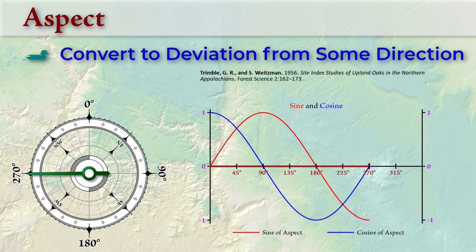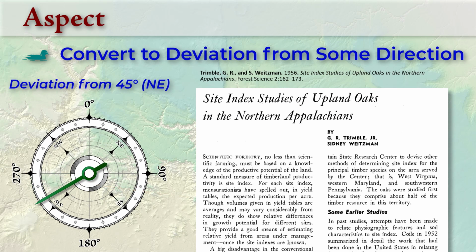They were studying the growth rates of 5 species of oaks in West Virginia and Maryland. They found that these species' growth rates were actually correlated with how much the aspect deviated from a northeast to southwest direction. It wasn't based just on the northerliness versus southerliness. So they calculated the cosine of how much aspect deviated from 45 degrees, which is up in the northeast. So you don't have to calculate the pure northerliness and southerliness if you don't want to.